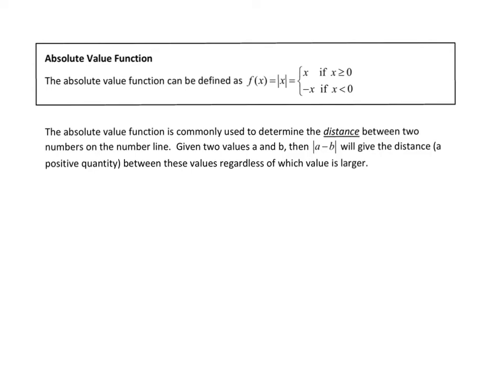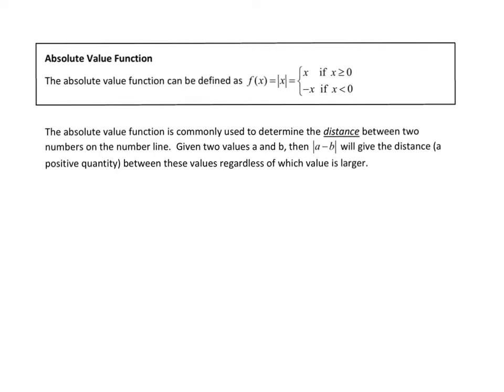The absolute value function is actually defined as a piecewise function with two linear pieces. So on the right side of our graph, we have a line that has a slope of +1, and on the left side of our graph, a line with a slope of -1. So these two pieces together give us the V-shaped graph that we're used to seeing for our absolute value function.